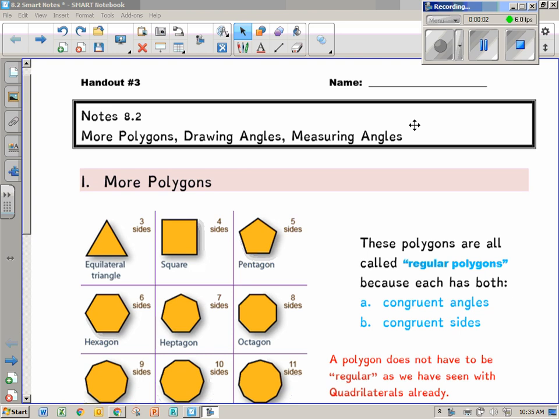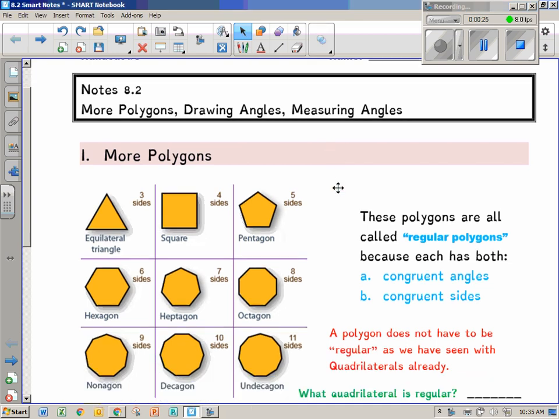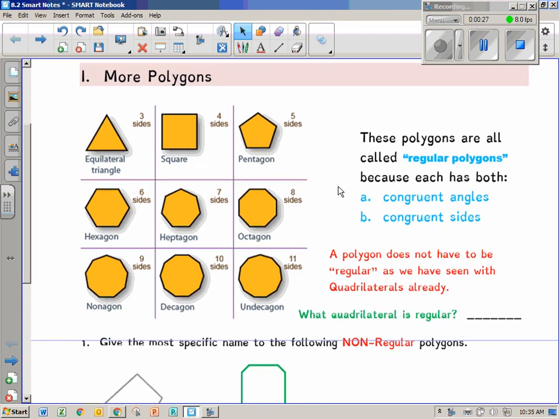Welcome to our second installment in the geometry unit. In section 8.2, we're going to throw in a few more polygons to classify, and we're going to make sure you know how to draw an angle and how to measure an angle using a protractor. So bear with me. Using the protractor on the smartboard is not as easy as it looks.